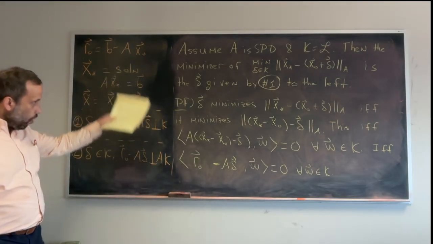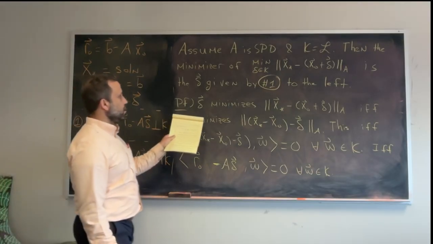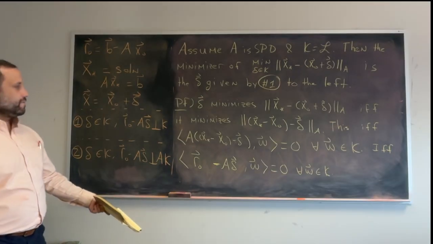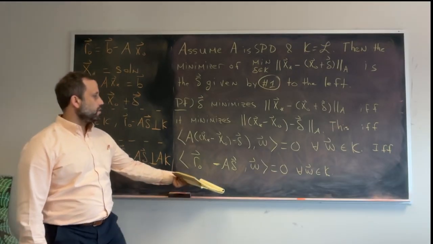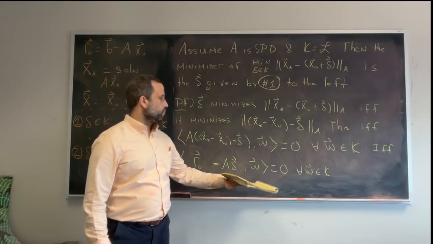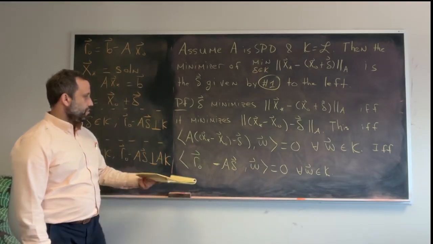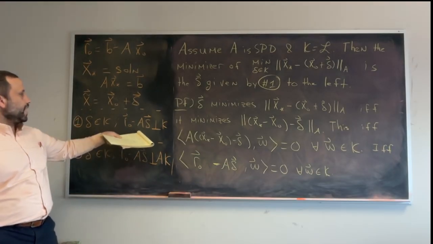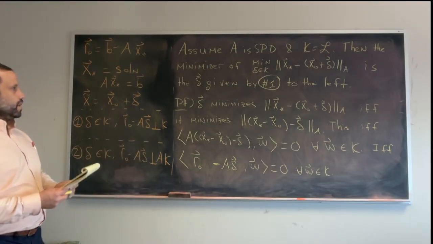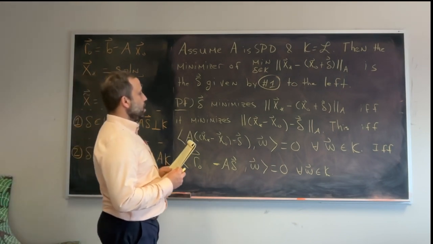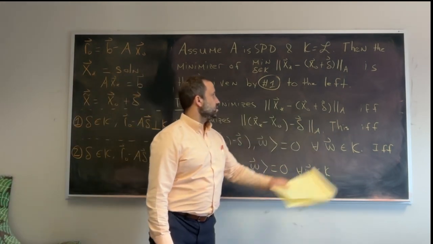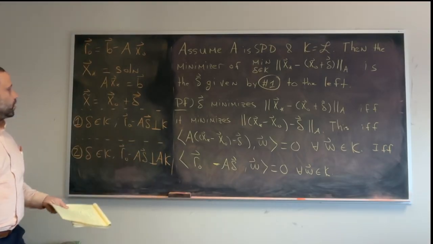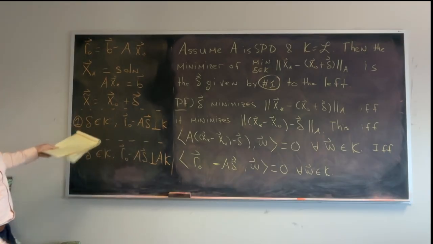So this whole chain of implications here says delta minimizes this if and only if R naught minus A delta is orthogonal to W for every W in K. But this expression right here simply says R naught minus A delta is orthogonal to K. So through these chains of implications, we see that delta minimizes this if and only if delta satisfies this thing that we have right here, which is the exact definition for the first item here.